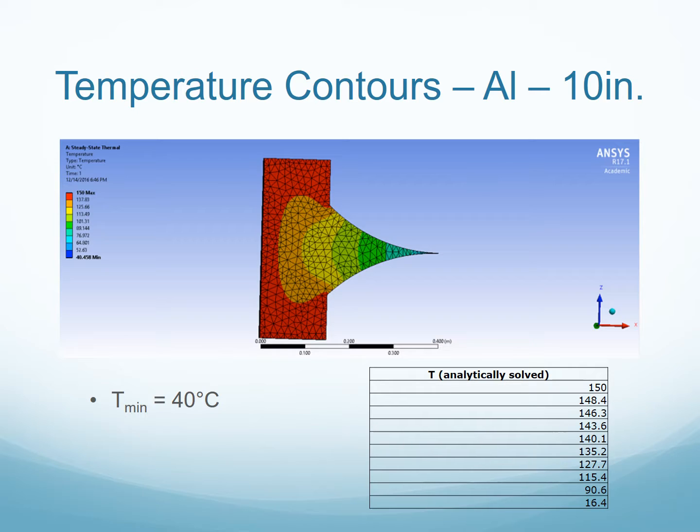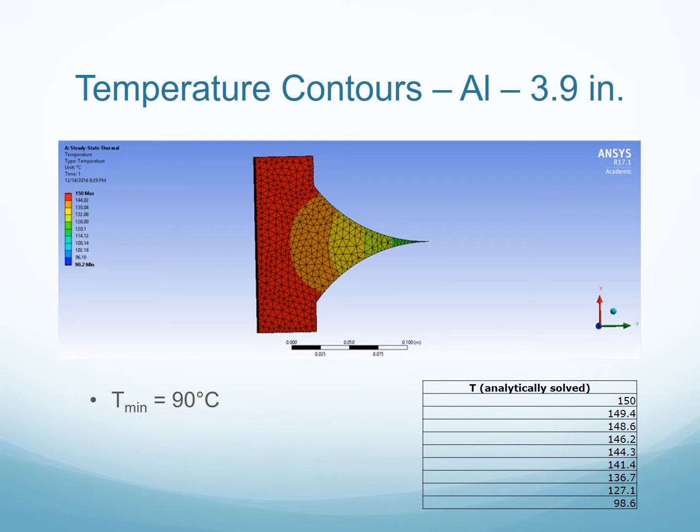The ANSYS mesh analysis and results are shown. The calculations done on paper are shown in the table below. The minimum temperature for the 10-inch aluminium fin was 40 degrees Celsius. However, the result on paper fell below the ambient temperature at 16 degrees.